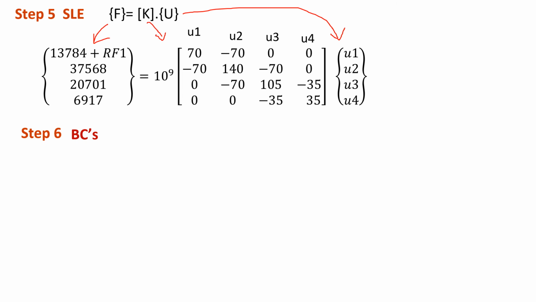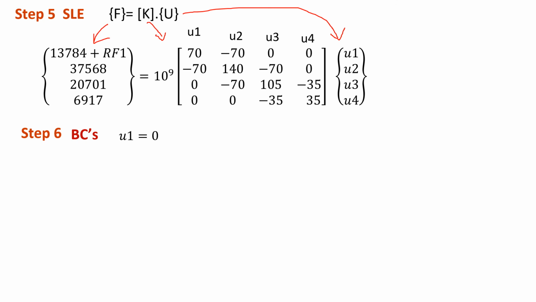The next step is to apply the boundary condition. In this example, we only have one boundary condition, which is U1 equal to 0. Remember, each row and each column is dedicated to its particular unknown. Row 1 and column 1 are dedicated to unknown U1, row 2 and column 2 to unknown U2, and so on.